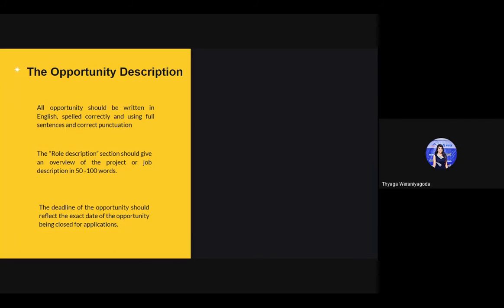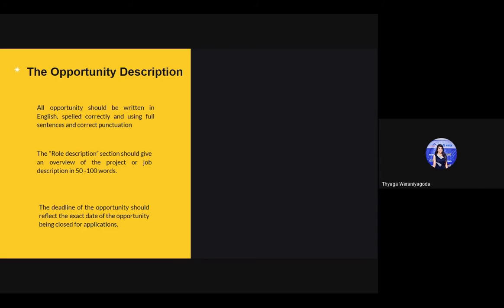So the best recommended thing is, if the start date is July 1st, you can put the closing date for applications on June 15th, something like that. Because as long as the deadline is extended, we will be getting more applications and we can process more.